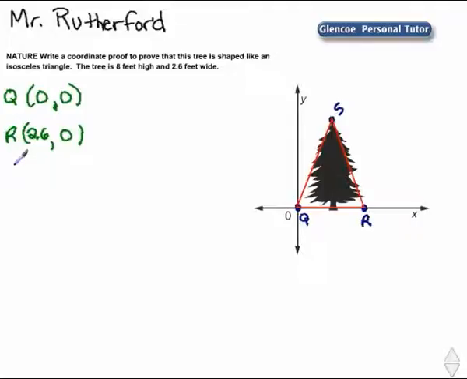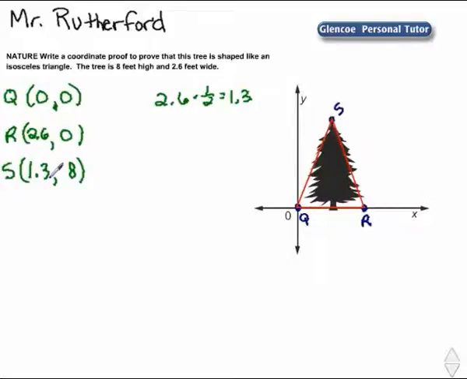Now, in order to find S, we're told that this tree is 8 feet high, so this means that the y-coordinate will be 8. And to find the x-coordinate, we need to cut the tree, or the width, in half. So we're told that the width is 2.6. If we multiply this by 1/2, we get 1.3. So this means the x-coordinate of our S will be 1.3.